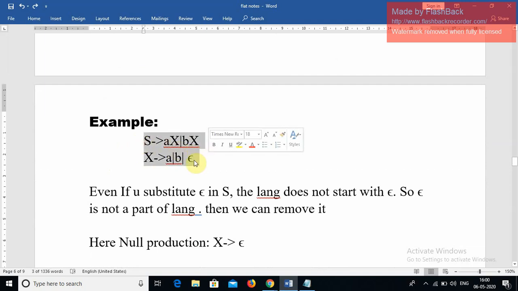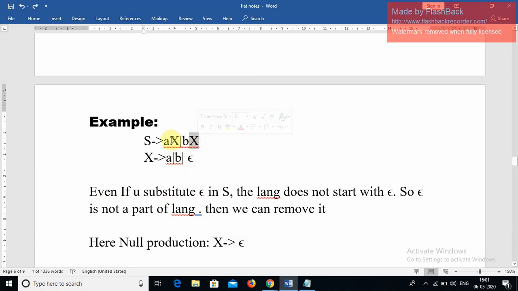So this is the grammar we have. S to aXbX, X to a, b, epsilon. Here epsilon exists. X to epsilon is a null production we have. First we have to check whether the language produces epsilon as a basic string or not. If the language produces epsilon as a basic string, we cannot remove it. If not, only then can we remove it. Further, if you substitute epsilon in S, in place of X you can substitute.